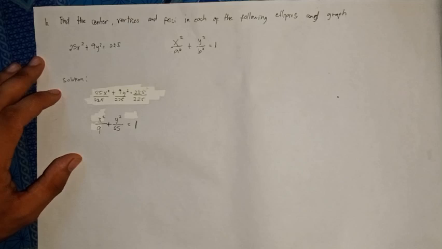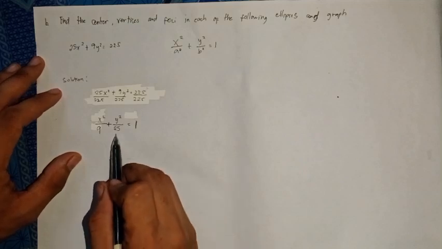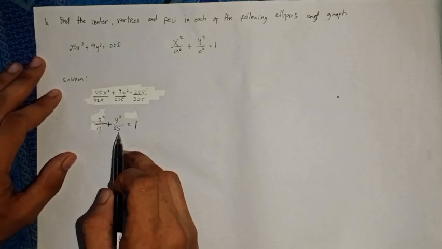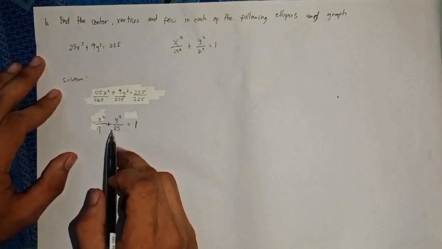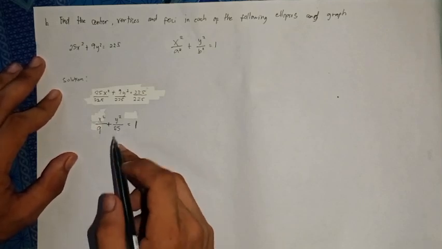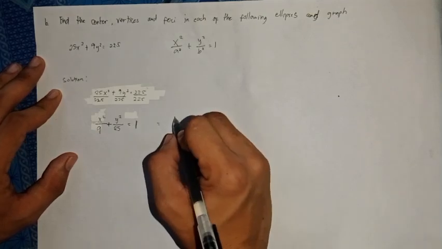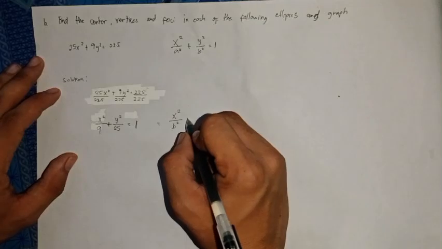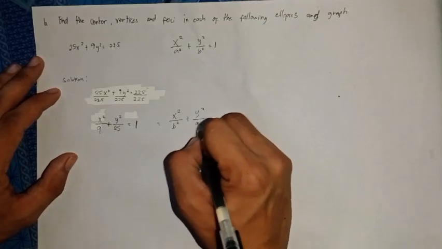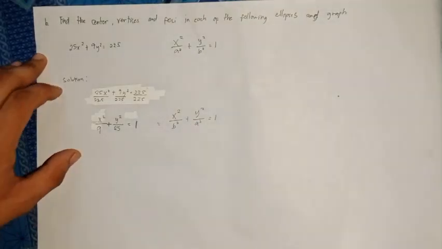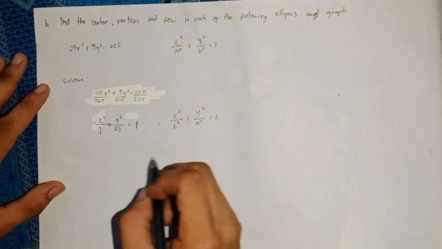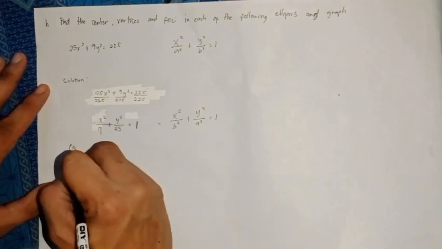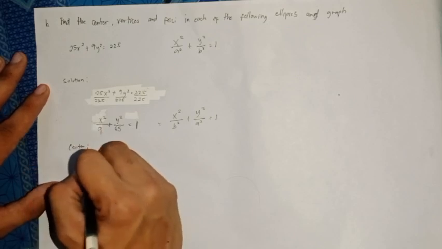Now, as you can see, 25 is greater than 9. Therefore, our major axis lies on the y-axis. So our formula is x squared over b squared plus y squared over a squared is equal to 1. Therefore, we can now find the center, vertices, and foci. Our center is at the origin.